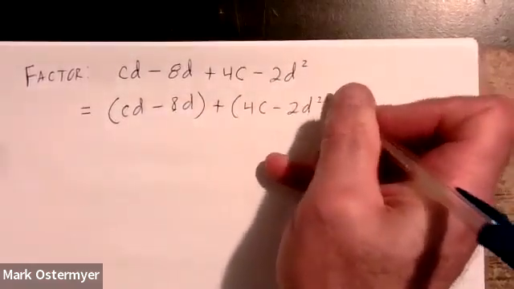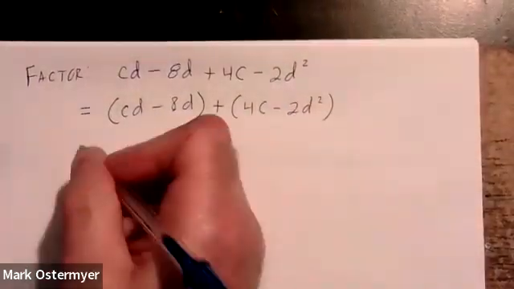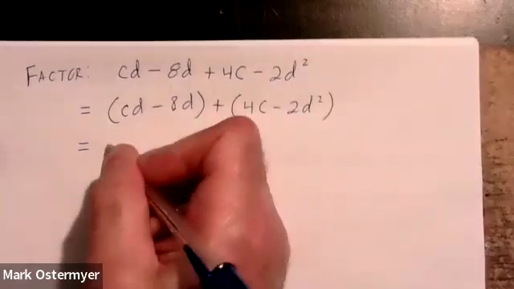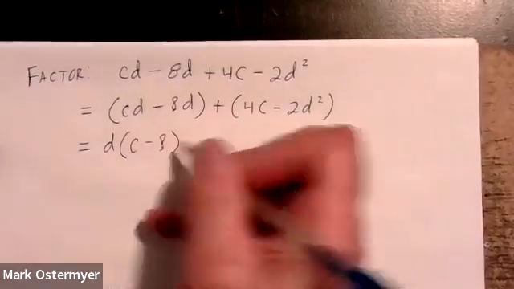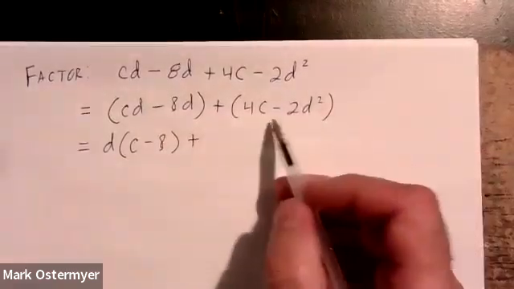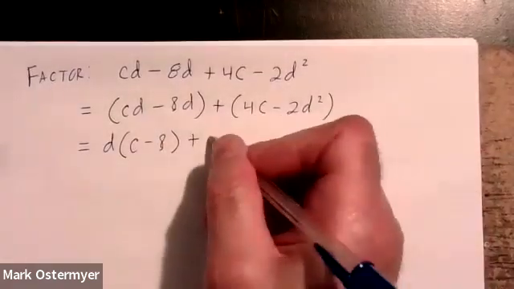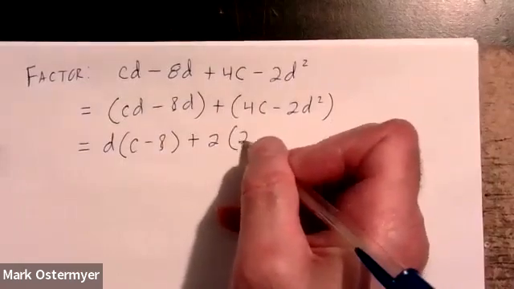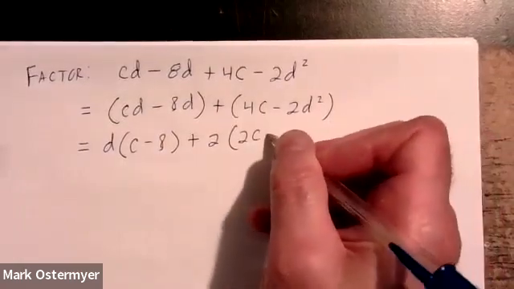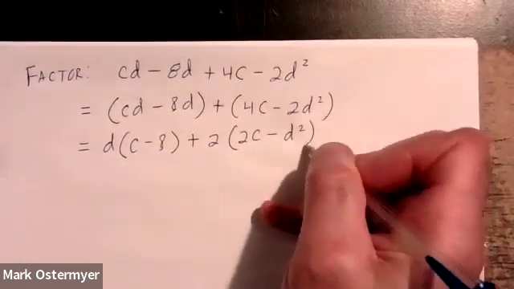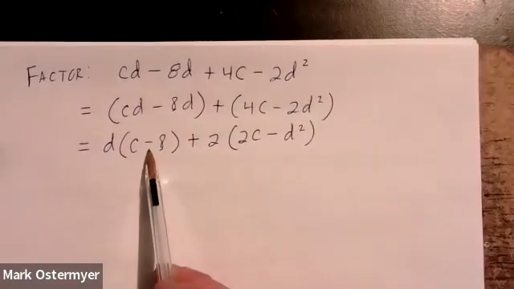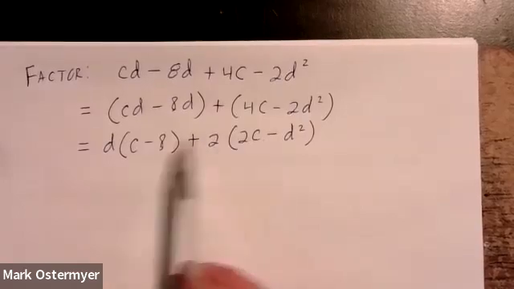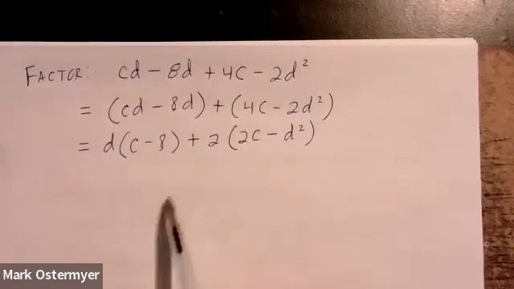As there's nothing I can factor out of all four terms. Out of the first two terms, I can factor a D, and that leaves behind C minus 8. In the last two terms, I can factor out a 2, and that leaves behind 2C minus D squared. But this doesn't look good, because the binomials we leave behind are not duplicates of each other. So it doesn't look like we can go any further here.